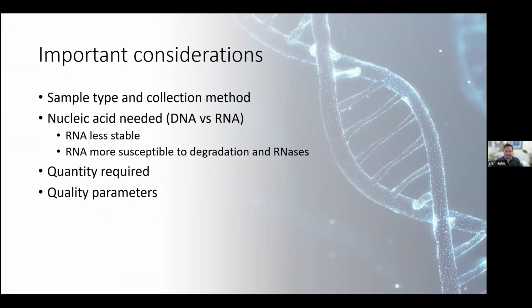So there are important considerations before we start extraction. One is the sample type and collection method. How was the sample collected? Is it an FFPE? Is it a cytology specimen? Nucleic acid needed: do we need DNA or do we need RNA? RNA tends to be less stable than DNA and is more susceptible to degradation and RNases. How much nucleic acid do we need? And what quality parameters are we going to be looking into to see the quality of our extracted nucleic acid?